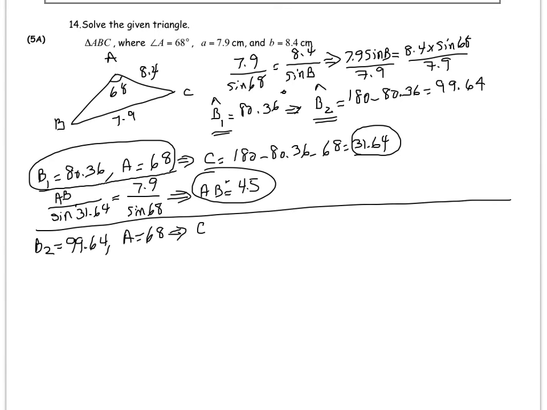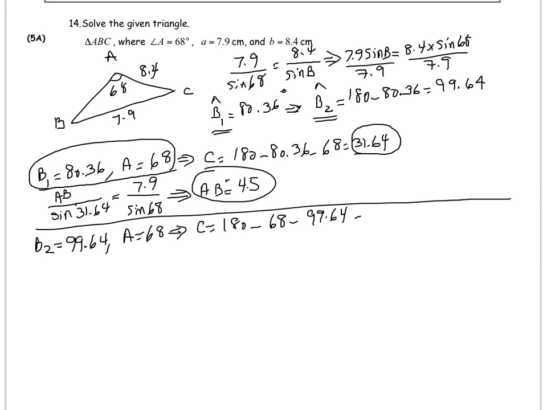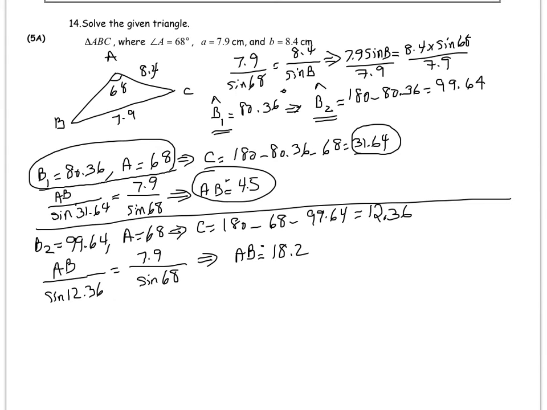From here I can get that C is 180 minus 68 minus 99.64, which is going to be equal to 12.36. So again, I use the same sine law. I'm going to say AB divided by sine 12.36 is equal to 7.9 divided by sine 68. So from here, after you crisscross, you will get that AB is approximately 18.2.